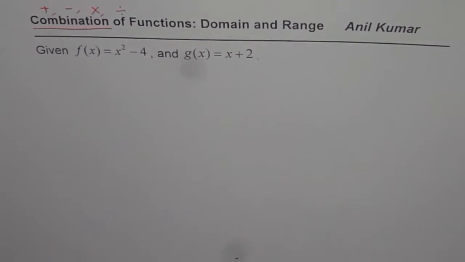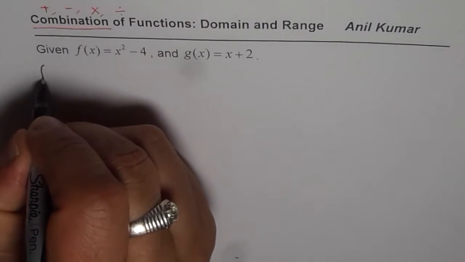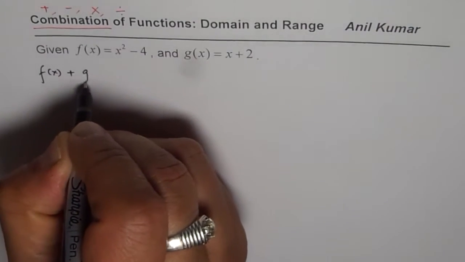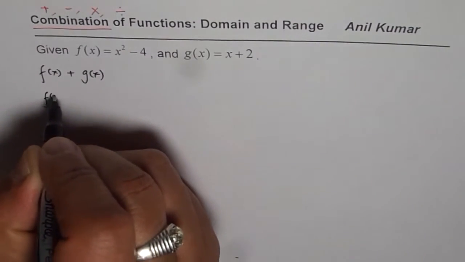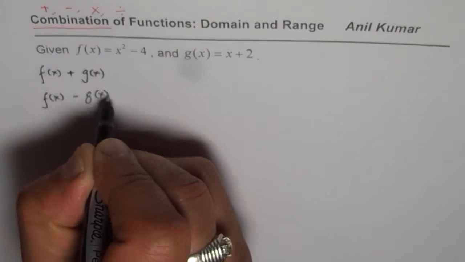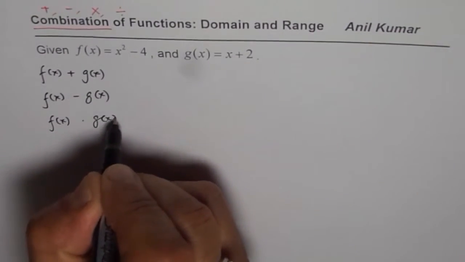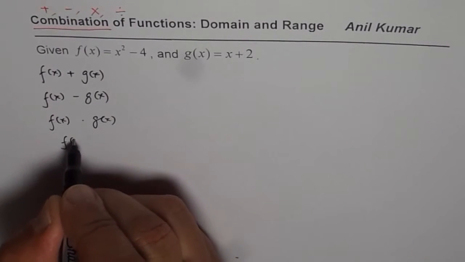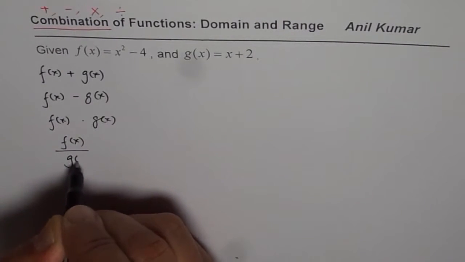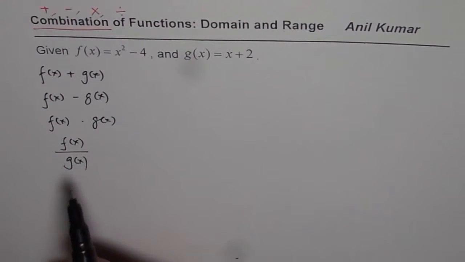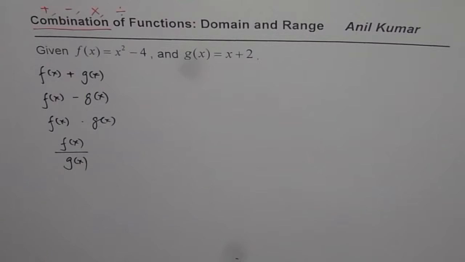So what you can do is find f of x plus g of x. You could find f of x minus g of x, or f of x times g of x, or even f of x divided by g of x. These are different combinations. You can change the order and do some more combinations with these functions. So what we will do here is look into some of these combinations, right?